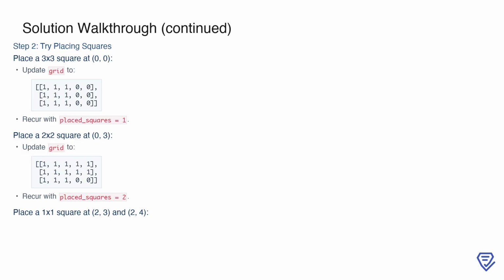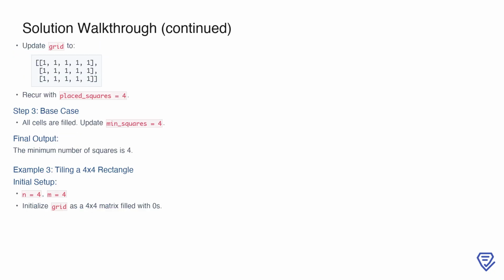Next, we move to the top right portion of the grid, where we attempt to place a 2x2 square at position 0, 3. This placement fills most of the remaining empty cells in the top 2 rows, and the grid updates accordingly. With 2 squares placed so far, the remaining empty cells are in the bottom right corner, where we can place 2 1x1 squares to cover positions 2, 3, and 2, 4.